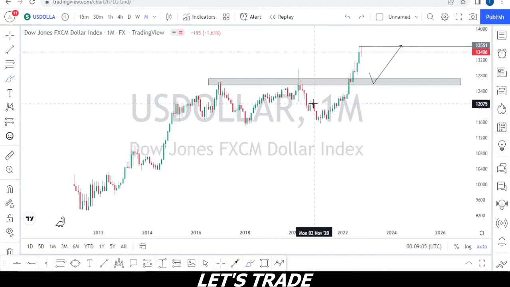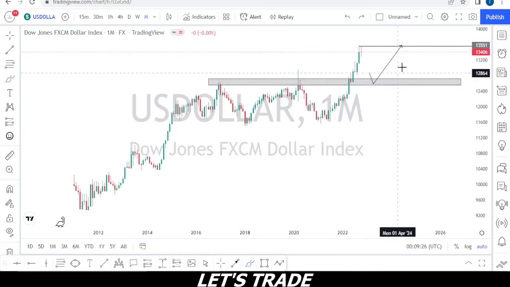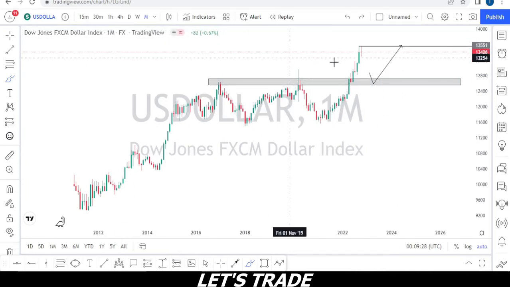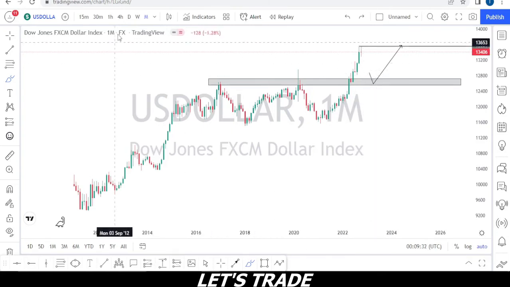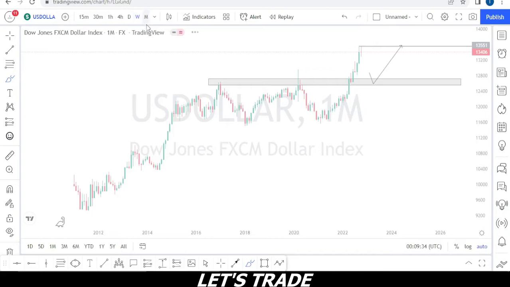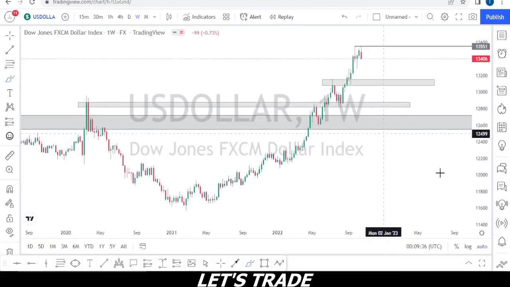However, I'm expecting price to pull back from this region back into this region for us to do what? Get bullish momentum. But remember, this is the monthly time frame, so for price to drop all the way from this place to this place will be a significant move, right? So how do we catch this move? Let's scale to the lower time frames.